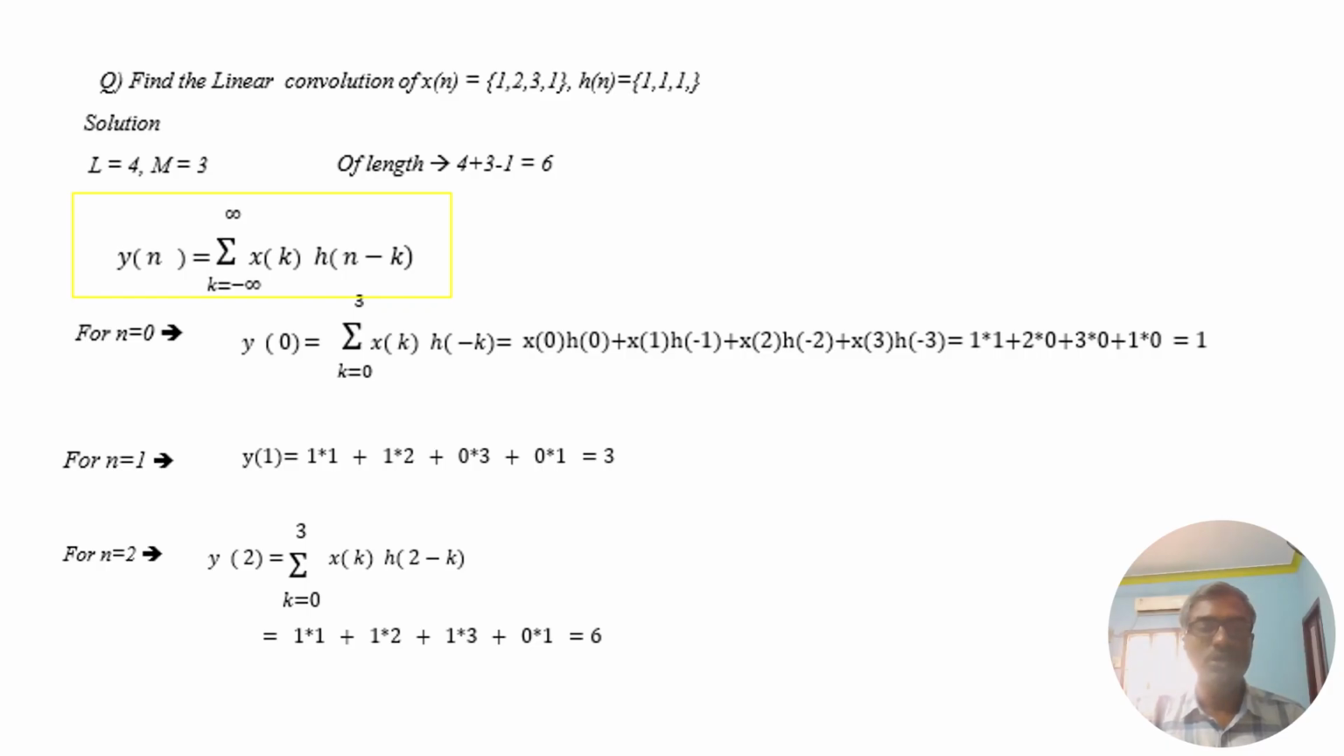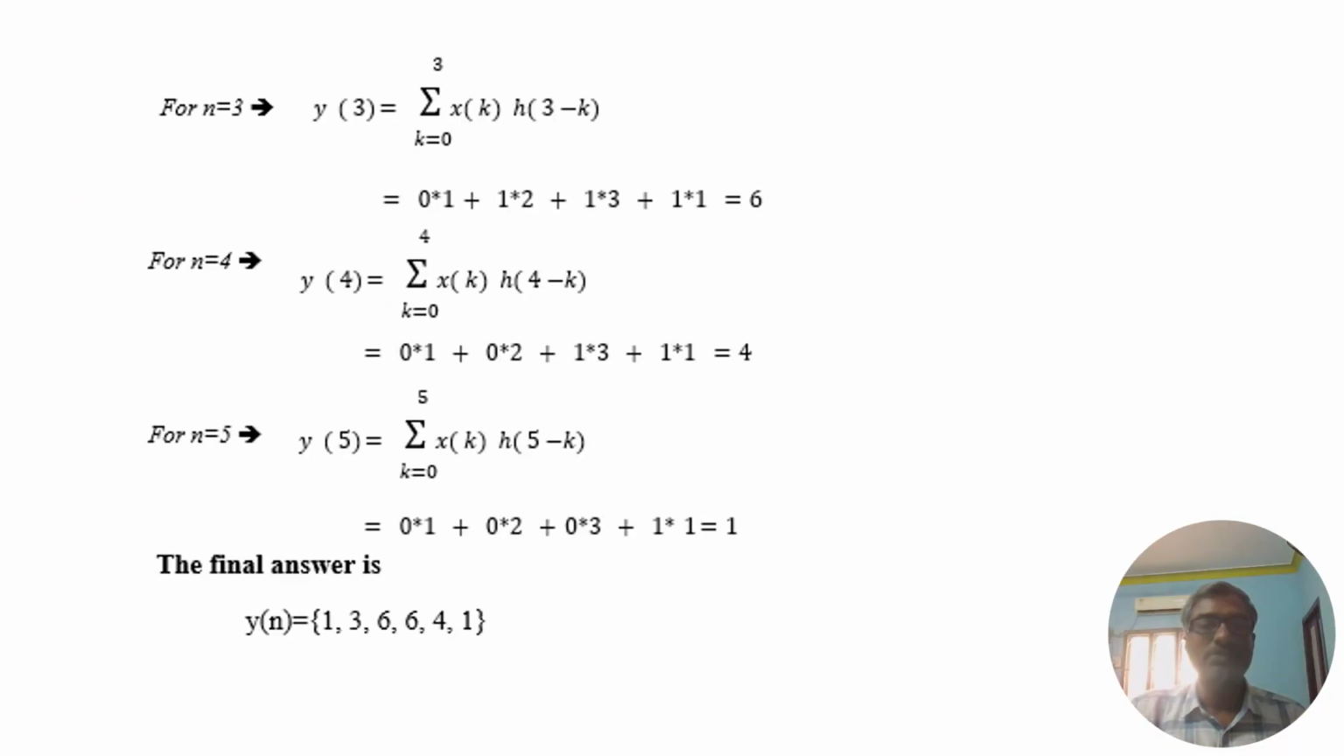Similarly, when you put n equal to 2, the resultant output y of 2 equal to 6. Similarly, we have to put various values of n like n equal to 3, n equal to 4, n equal to 5. When you put n equal to 3, the resultant sequence is 6. When you put n equal to 4, the output is 4. Similarly, when you put n equal to 5, the result is 1. And the final consolidated answer of the output sequence y of n equal to 1, 3, 6, 6, 4, 1.